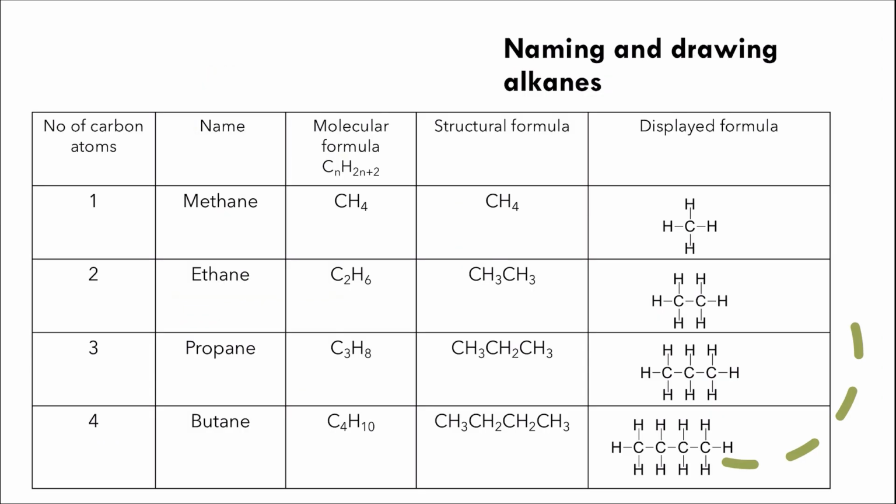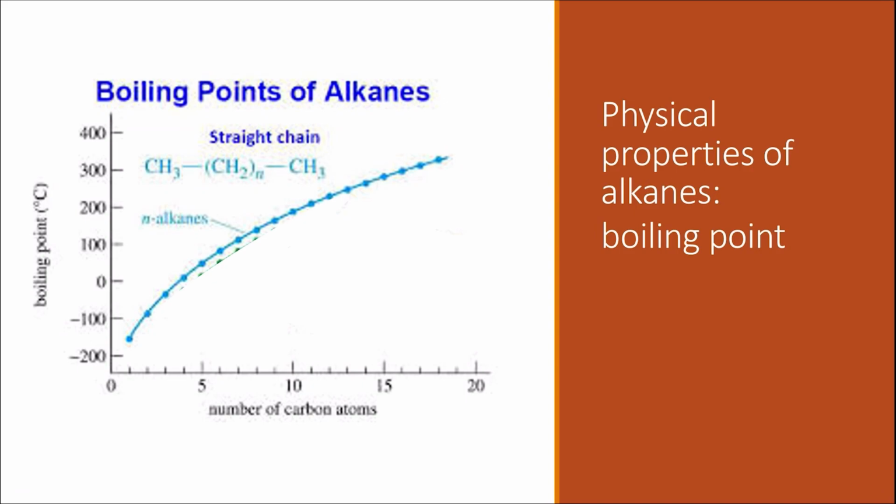If we look at this table with the different numbers of carbon atoms for the molecules, their name, their molecular formula, structural formula, and displayed formula. If there is one carbon atom, it's methane, two, it's ethane, three, propane, four, butane, and then the molecular formula will always be CnH2n+2, so one carbon atom, four hydrogens, and so on. The structural formula, as we can see, shows you the connections, and the displayed formula will show you all the connections between all the atoms.